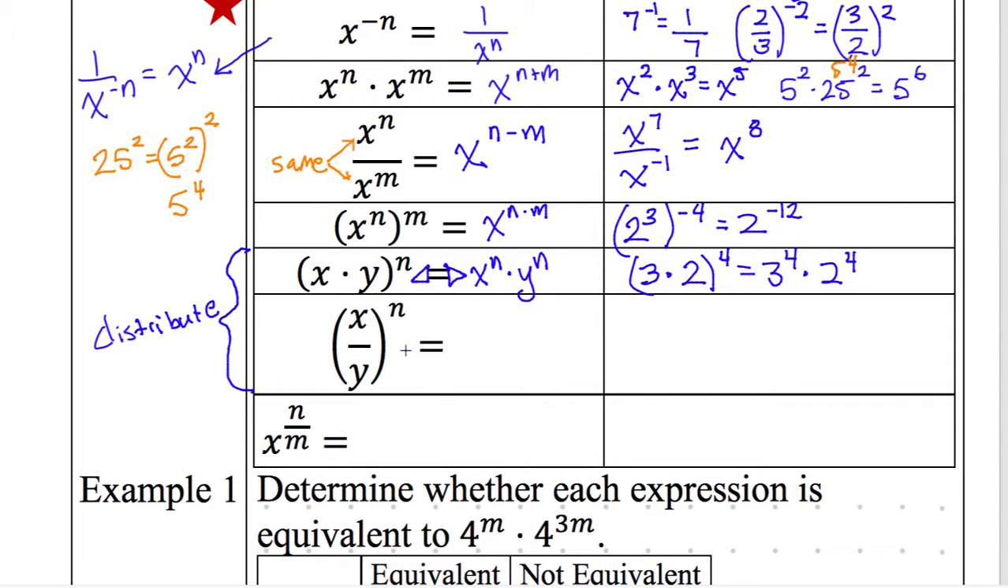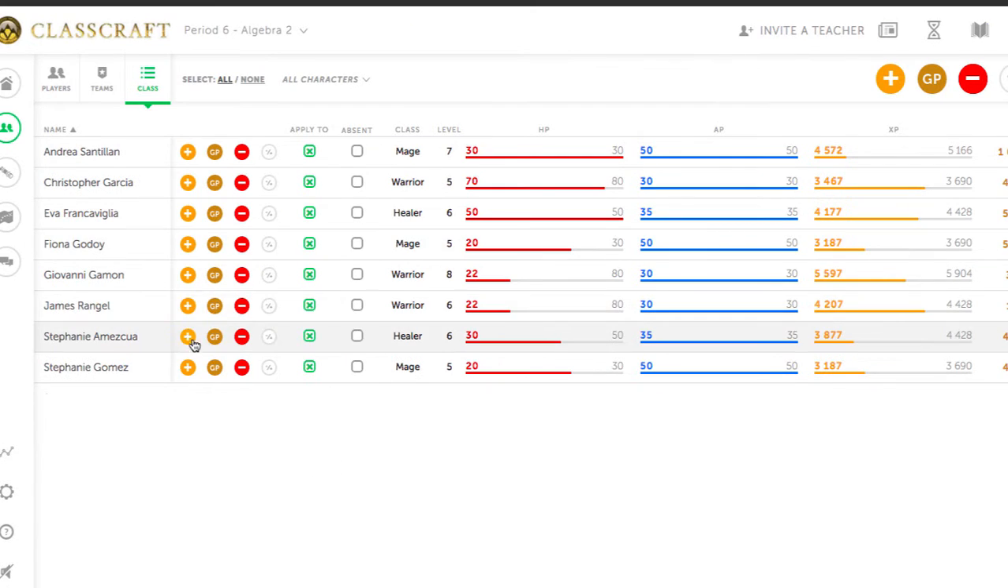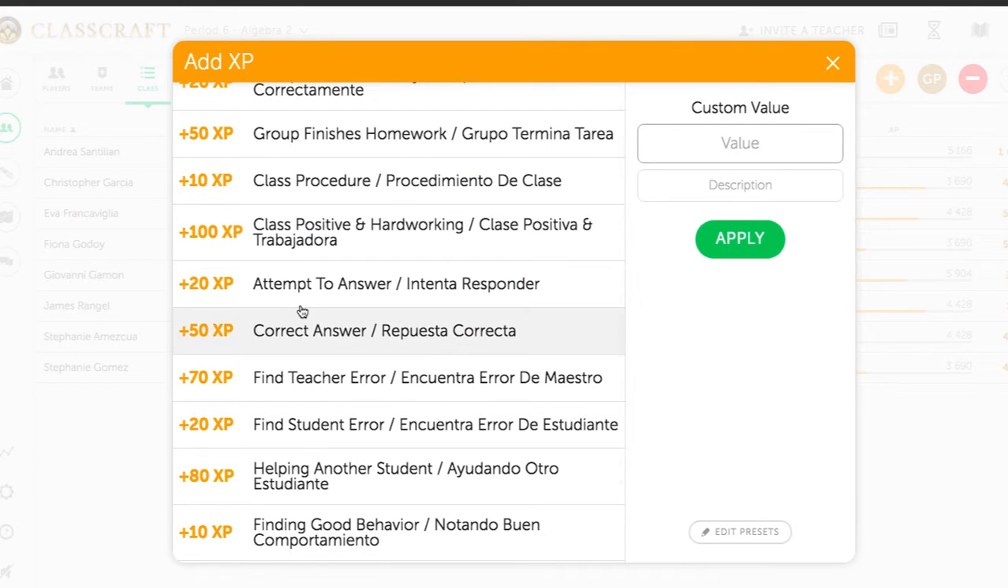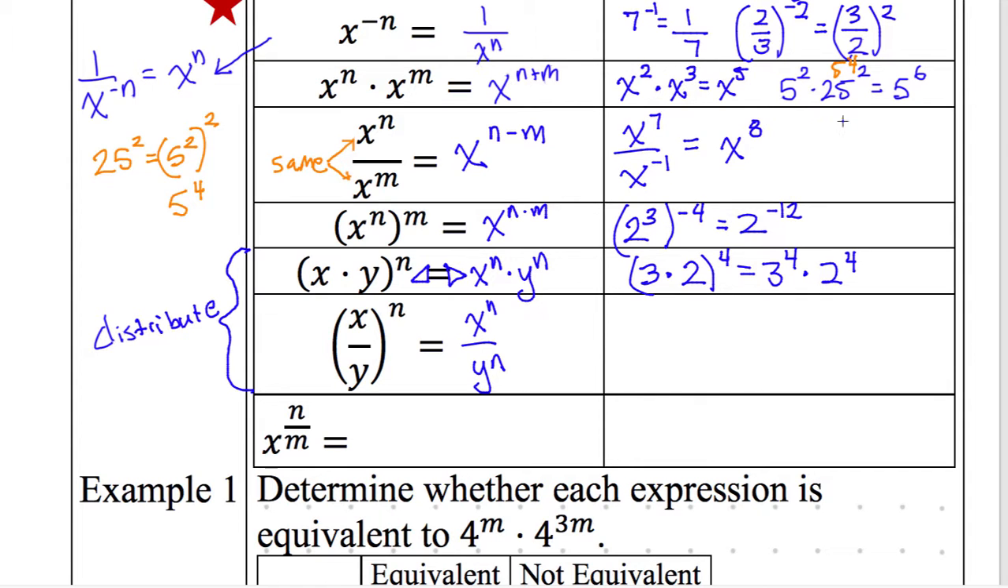Distribute that n. Leave it as a fraction. Distribute the n. Go for it, Teflon. X to the power of n over 1. There it is. X to the power of n over y to the power of n. Teflon is in. Thank you, thank you. All right, give yourself your own example.